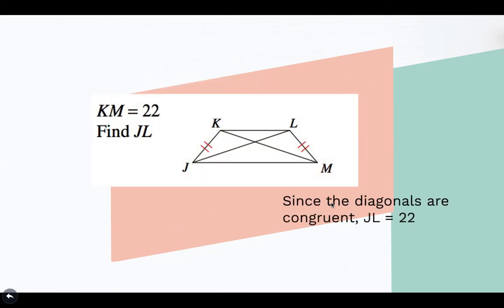Take a look at one more. So it says, if KM is equal to 22, find JL. Since the diagonals are congruent, how do we know the diagonals are congruent? Because we have an isosceles trapezoid. We know it's isosceles because JK is given 2 tick marks and LM is given 2 tick marks. So that means that these 2 legs are congruent, making it an isosceles trapezoid. So since this diagonal is 22, this diagonal will also be 22. So JL will also be 22.